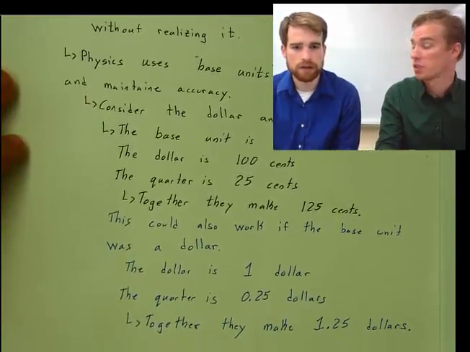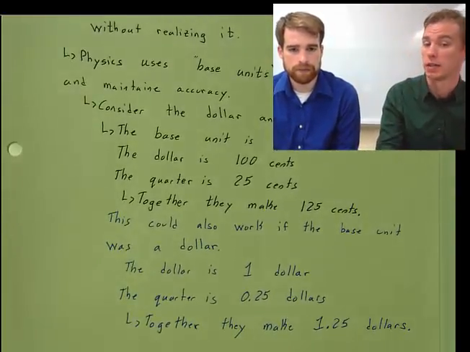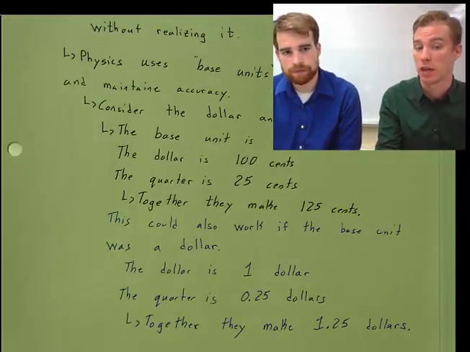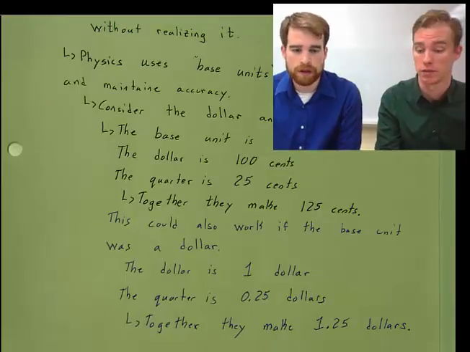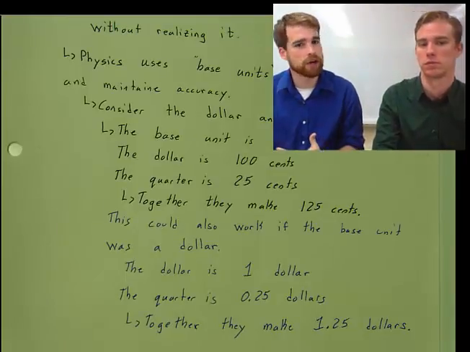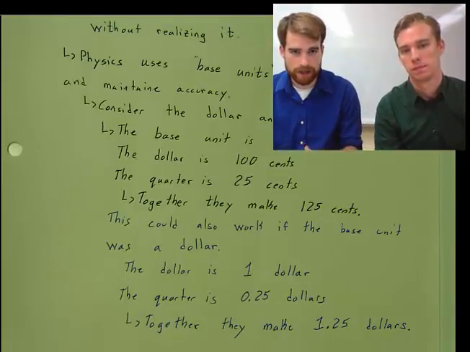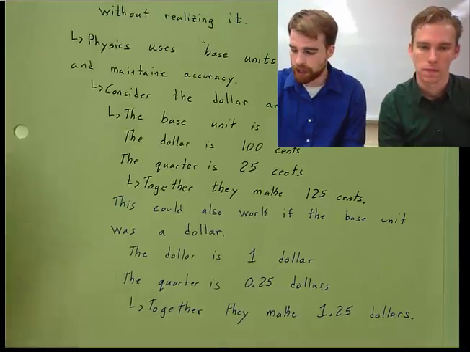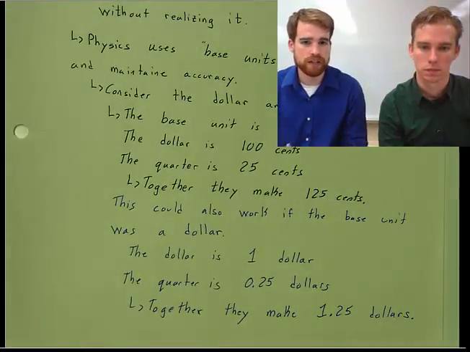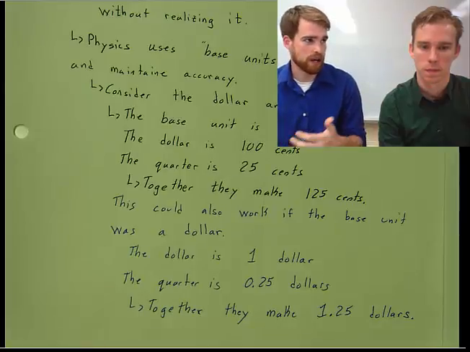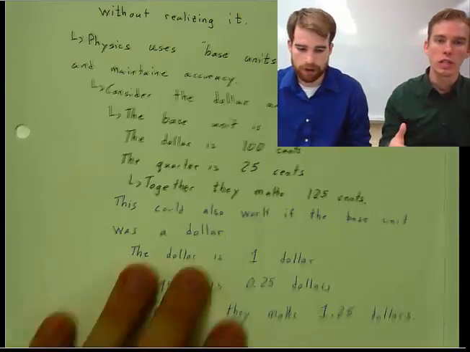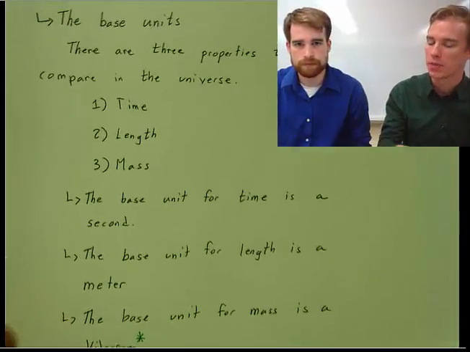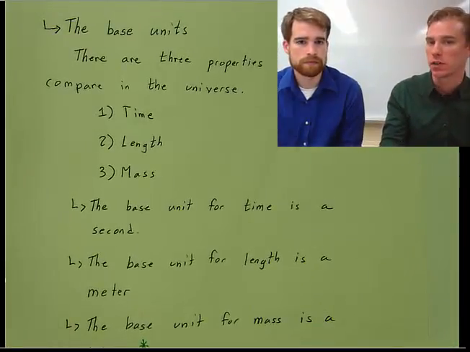We could even treat this as dollars, where $1 is $1 and a quarter is $0.25, and together they make $1.25. I realize that there's a lot going on with us talking and writing, so keep in mind, you can pause the video, you can rewind the video. We have $1.25, just like we have 125 cents, just like we have $1 and a quarter. Those are all the same thing. They all equal each other, but they're used in different ways as far as the units.